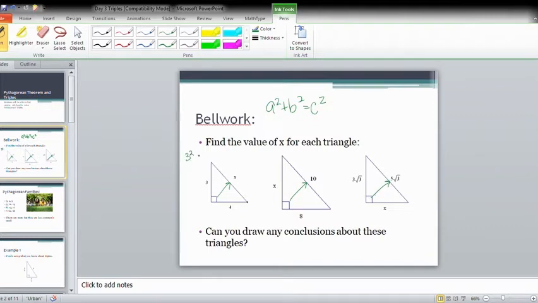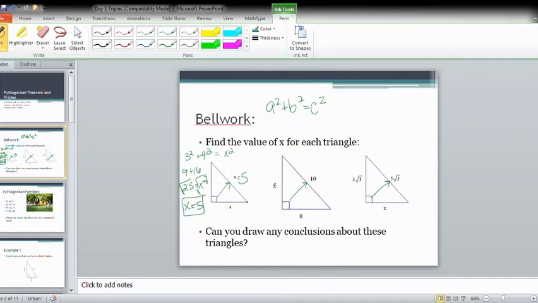So we got 3 squared plus 4 squared equals x squared. Then we would get 9 plus 16, and that is 25 is equal to x squared. And then we take the square root of both sides to get rid of the square, so we're left with x is equal to 5. So we found 1. Let's look at the next one.